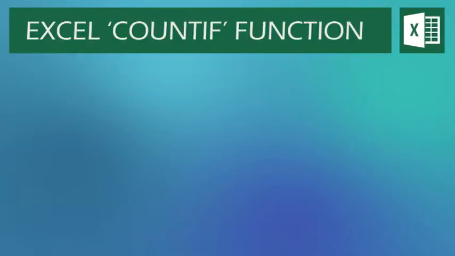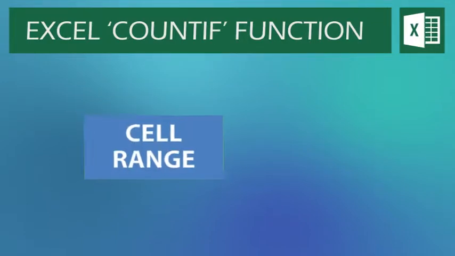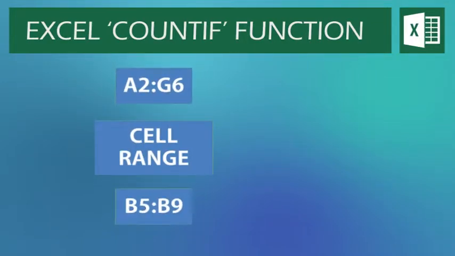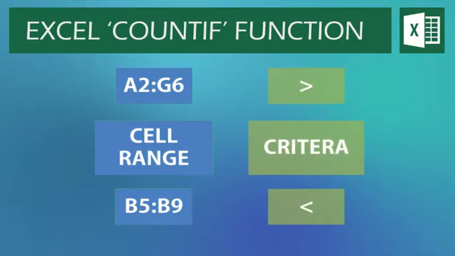Hi everyone, in this video we're going to be looking at the COUNTIF formula within Microsoft Excel. The COUNTIF formula looks at a range of cells and then counts every one that meets a given criteria. The COUNTIF is made up of two parts: the cell range, such as A2 to G6 or B5 to B9, and the criteria. This criteria can involve the more than or less than symbols.